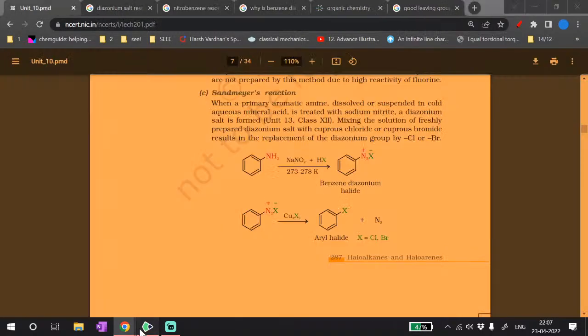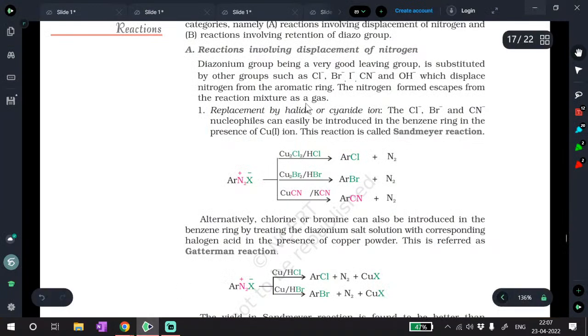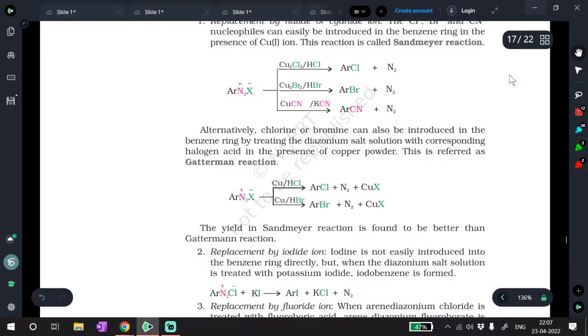Okay. So halide and cyanide: Cl-, Br- and CN- nucleophiles can be easily introduced. So not I-. At least in the Sandmeyer reaction it is not I-.